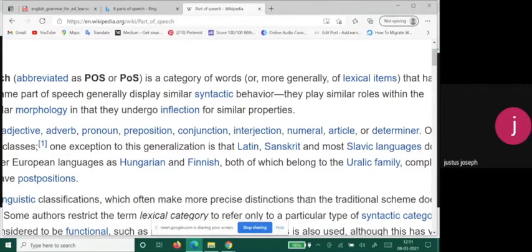Then, they are two different things. They are two different things. Okay. Articles are nothing but a and an. They are articles. Determiners are the.